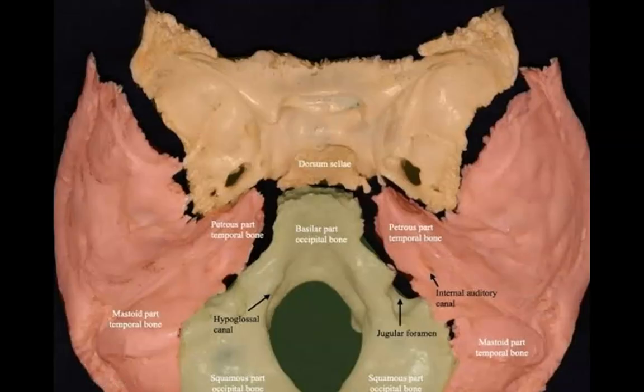Jugular foramen is a very important foramen. You don't see it if you look from above. You have to look from posterior superior. You can find it. It is present between the petrous and the occipital bone.